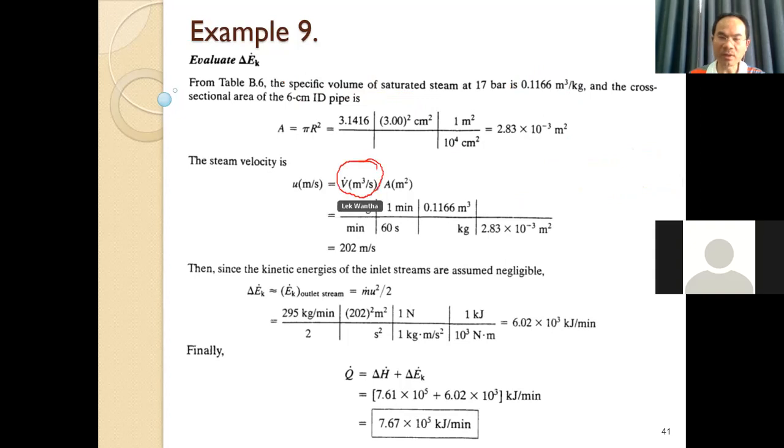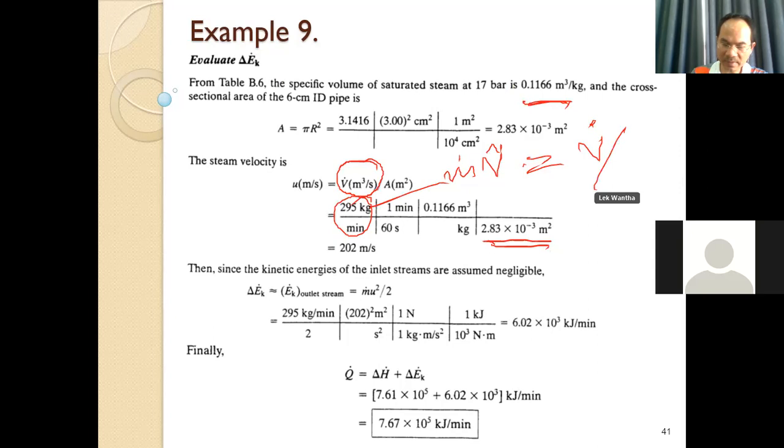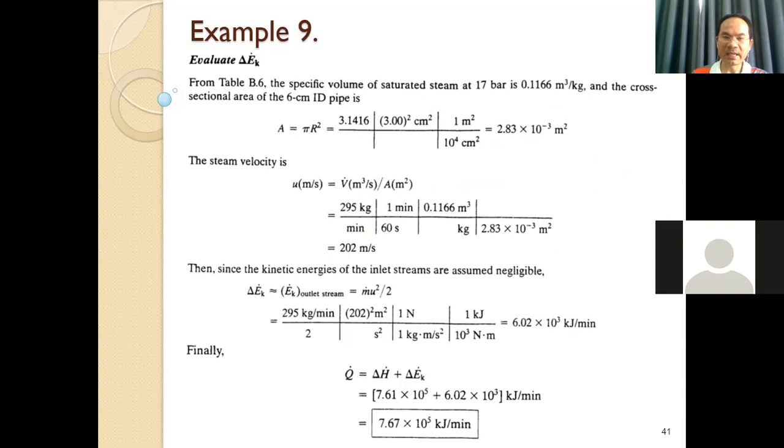What is the specific volume for this? We use the specific volume and multiply by the mass flow rate, m v. This term equals specific volume times mass flow rate, which is the volumetric flow rate. Then you divide this by the area, and you get the velocity. And then you calculate delta EK.